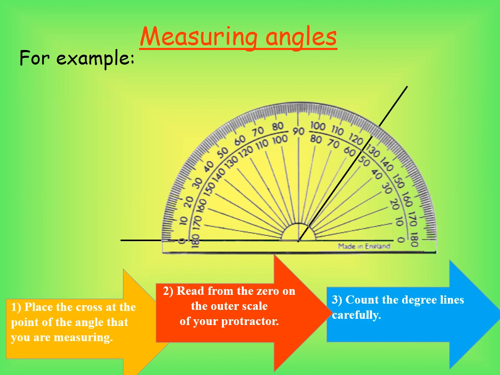Then we read and count the degrees from 0 to reach the line of this angle. So 0, 10, 20, go. It's between 120 and 130. And what do you think? This is in the middle between 120 and 130. So it's 125 degrees.